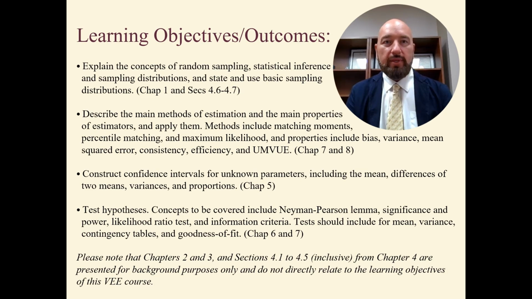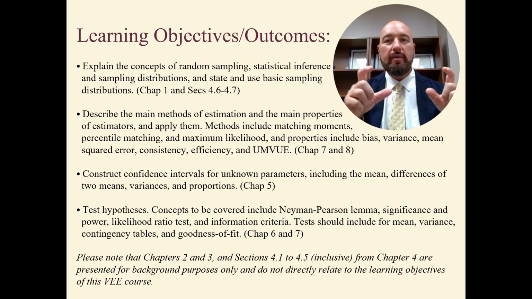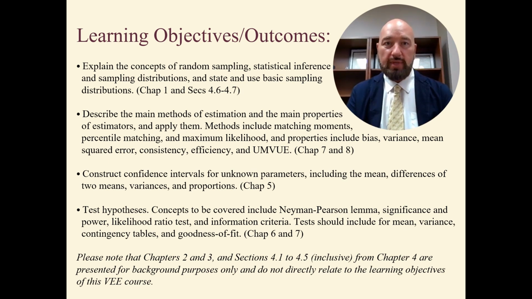Okay, so let's describe the learning objectives and outcomes for this course. Now, these bullet points are taken from the Society of Actuaries website, and then in parentheses, I map where these concepts, these topics are covered in the course textbook. So firstly, we want to explain the concepts of random sampling, statistical inference, and sampling distributions, and state and use basic sampling distributions. So these are topics that we cover in our textbook in Chapter 1 and in Chapter 4, Sections 6 to 7.